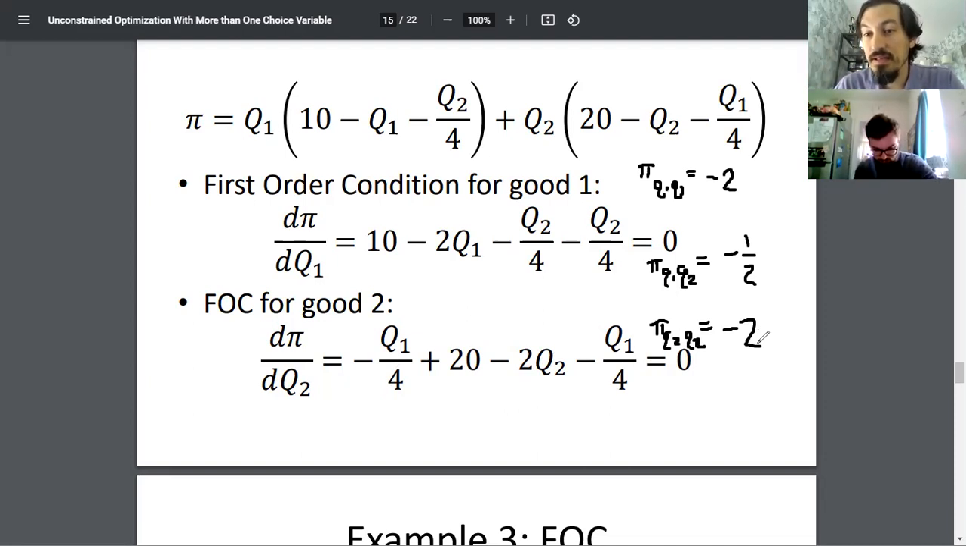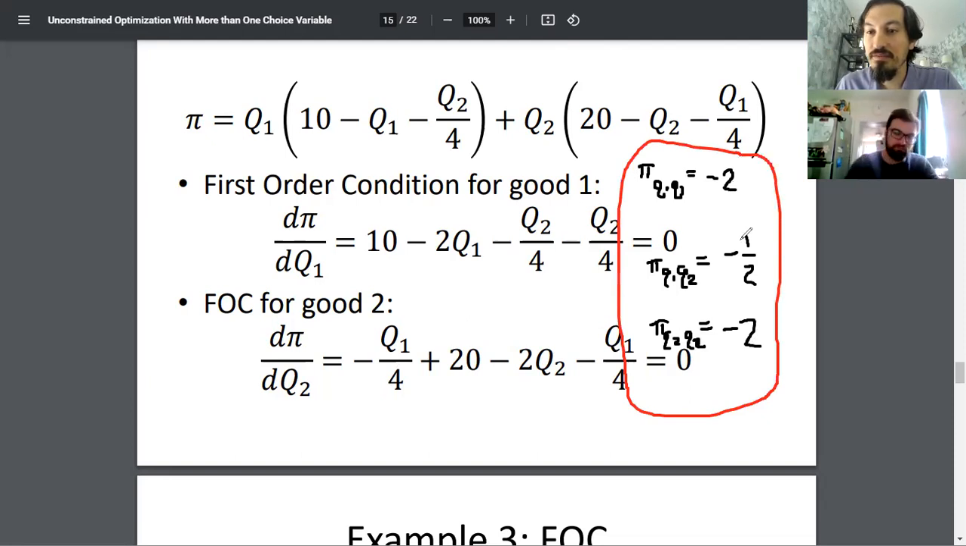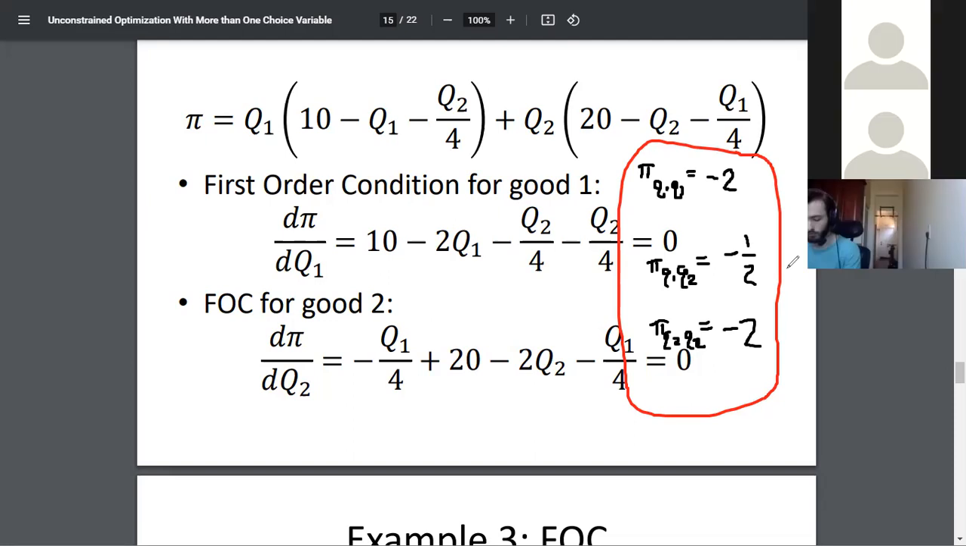By the way, does everyone see how we got these numbers? The numbers are -2, -1/2, and -2. Also, I didn't bother to do pi Q2, Q1. It's always the same. It's always also going to be -1/2. Did somebody say something? Kai.